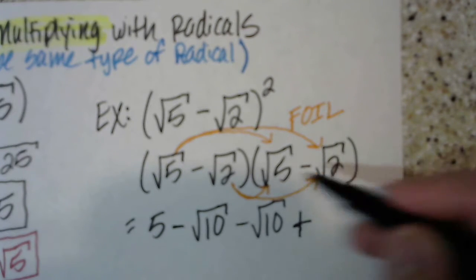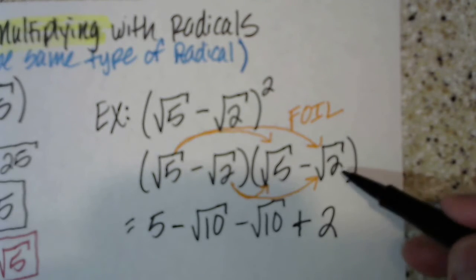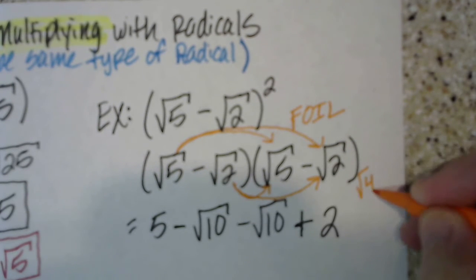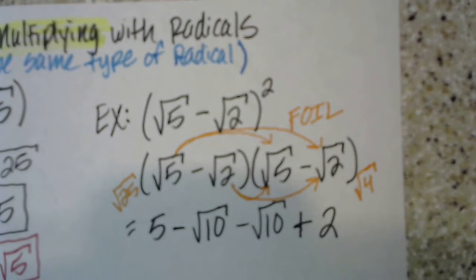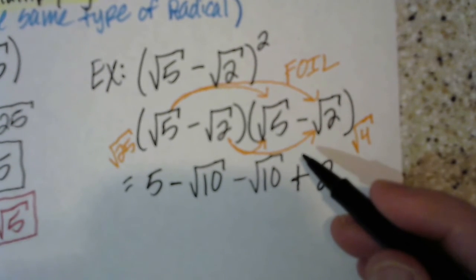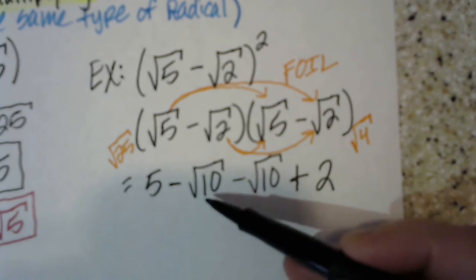But again, we've learned the trick. I know that that's just going to be a 2. Because 2 times 2 is 4, and the square root of 4 is 2. So I'm going to write these down for you just so you know that I did think about them. It's just a shortcut. I know that the square root of 25 is 5 and the square root of 4 is 2. So the multiplication is done. We followed the multiplication rules, but now we have addition and subtraction, and we have like terms.